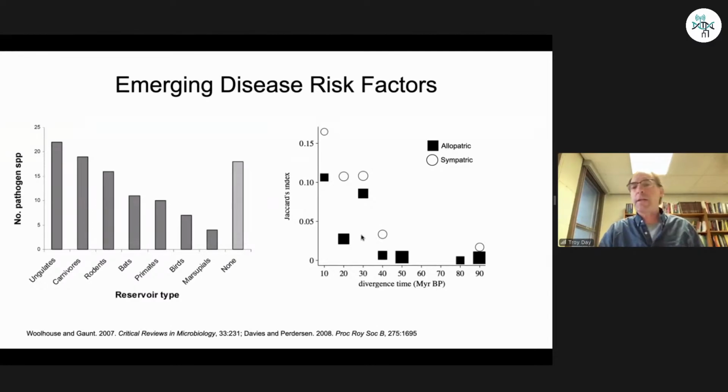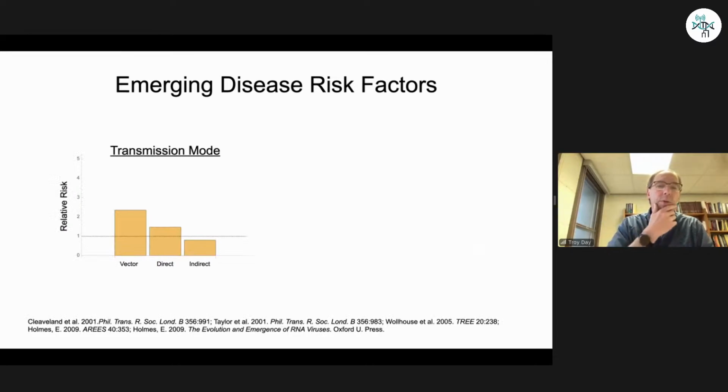And you can see there's a signal of that in the data as well. Another thing you can do, and this is a couple of really foundational papers by Cleveland et al. and Taylor et al., is start to ask questions about how the nature of the parasite itself affects evolutionary emergence.